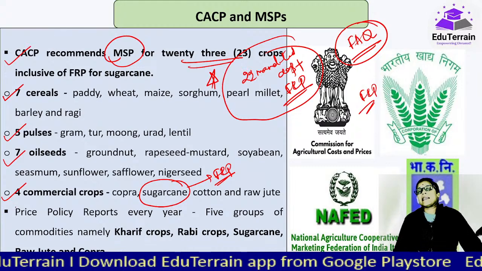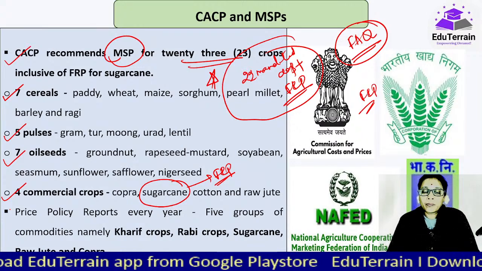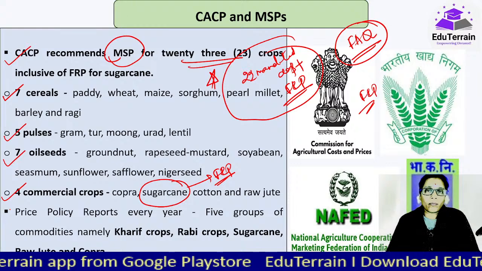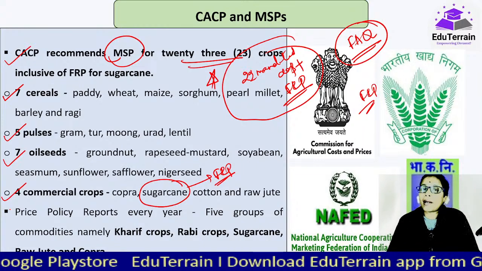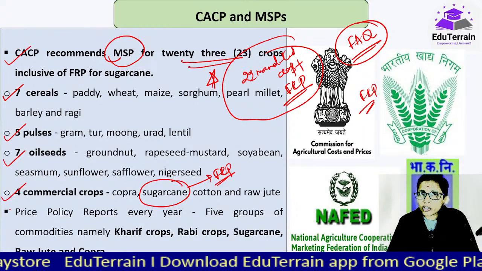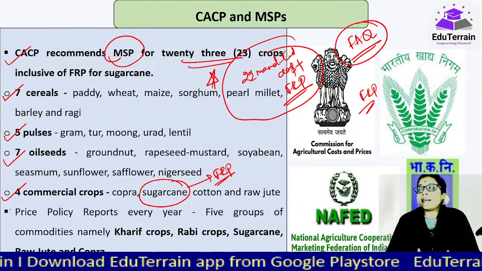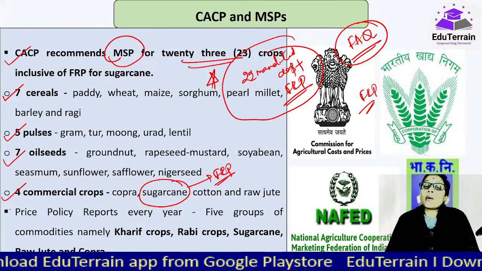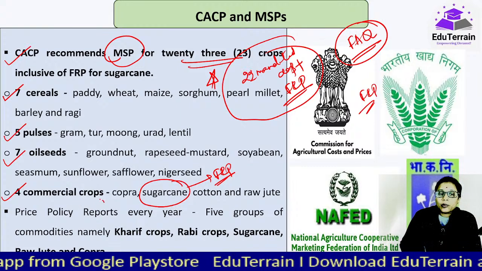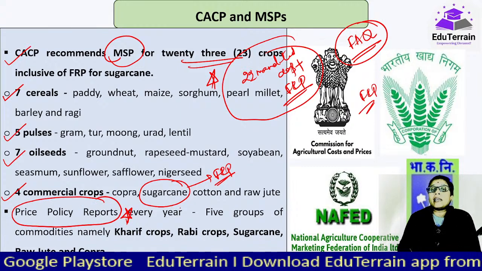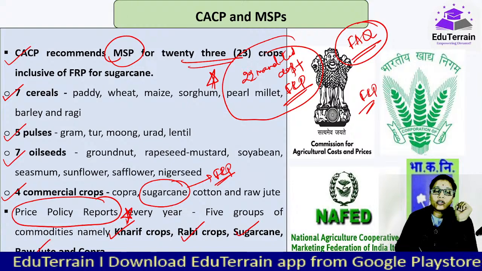Now, how is this done? See, CACP has various members on its board, and they have farmers also on their board. What they do is get all the information based on international prices, price parity, changes in prices, cost of production. They pool all the data, and after that they arrive at the cost of production based on which MSPs would be set. And how will they release these MSPs or the price reports? Price policy reports are released every year for 5 groups. Those include Kharif crops, Rabi crops, sugarcane, raw jute and copra.